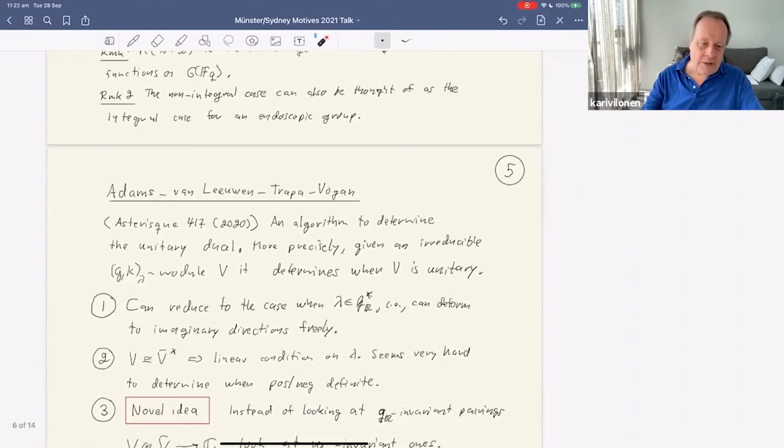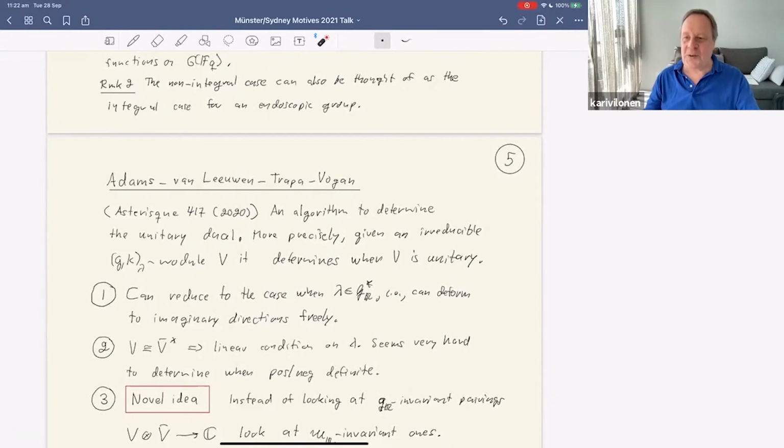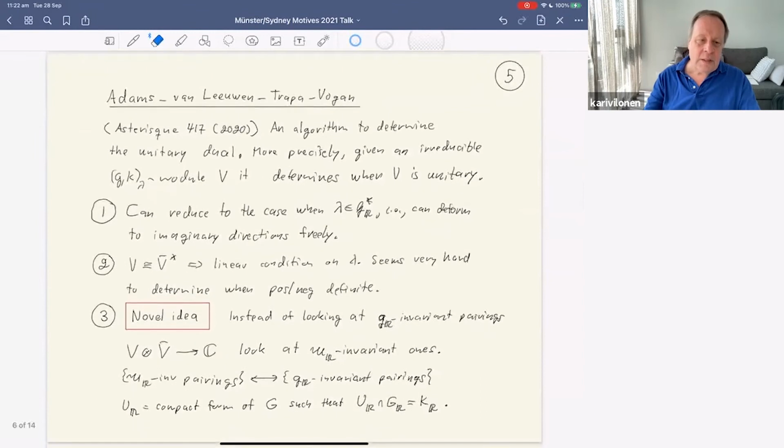Now there is something which I have put in red. This is a novel idea. Instead of looking at G_R invariant pairings, as I was looking for before, you look at U_R invariant ones, and these U_R invariant pairings and G_R invariant pairings can then be related to each other. Here U_R is a compact form of the group, chosen so that the compact form intersecting with G_R is the maximal compact group I started with. This is the really novel idea that they introduced, and it allows them to answer this question.